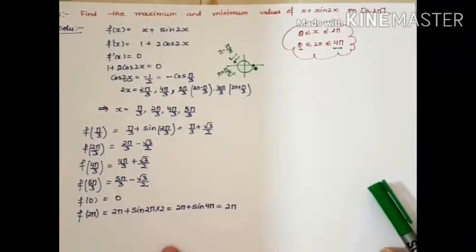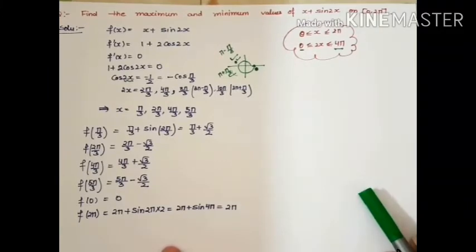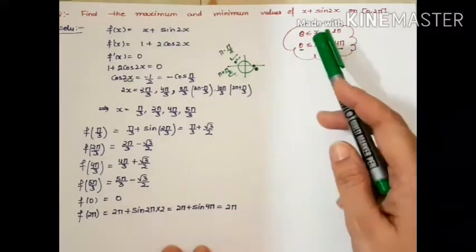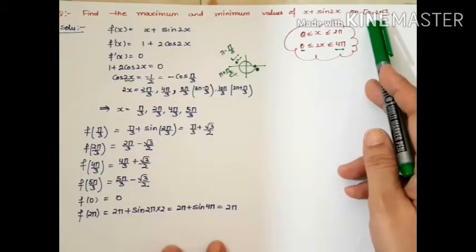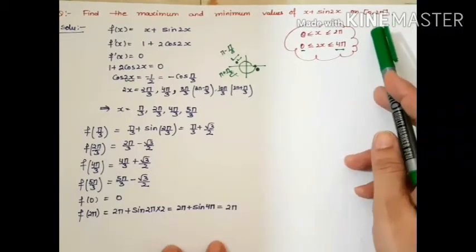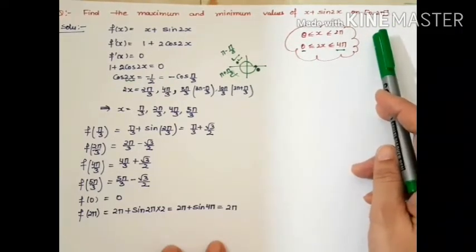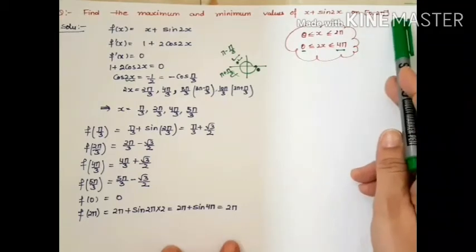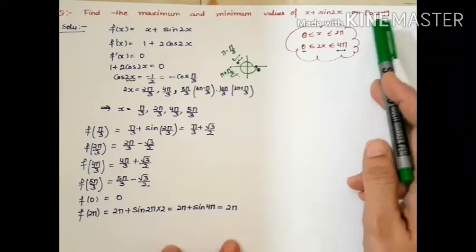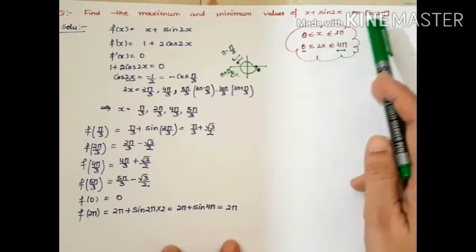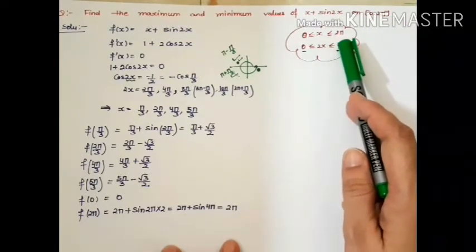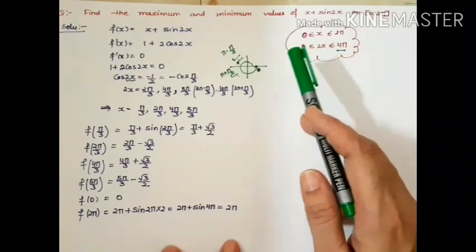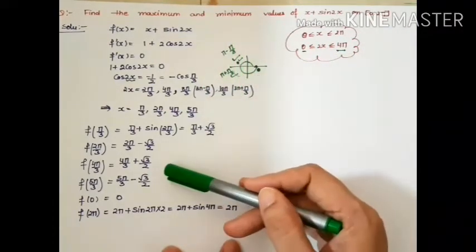Now let us try to understand this concept with the help of questions. My first question here is: find the maximum or minimum value of x plus sine 2x in the given closed interval 0 to 2 pi. First thing to remember is that this interval is given to us for the values of x. So indirectly we are saying that x can take values starting from 0 till 2 pi. Let us start with the procedure.